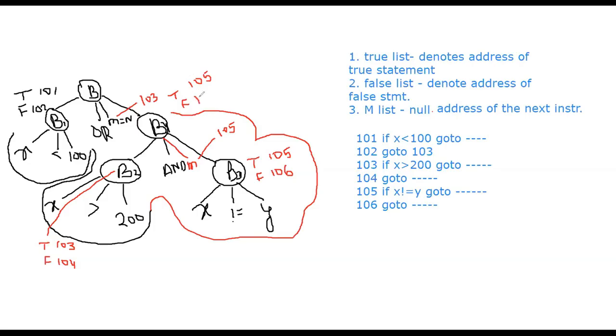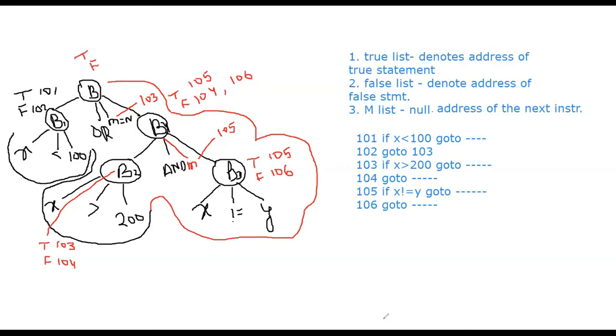So which means it will contain 104 and 106. Now again I'm repeating. At the final reduction of the AND condition, the true list will contain the address which is written in the M list, and the false list will contain the union of the false list of B2 and false list of B3. Now B4 reduction is completed. You will go to the final statement B. Now we have to create again true list for B and false list for B.